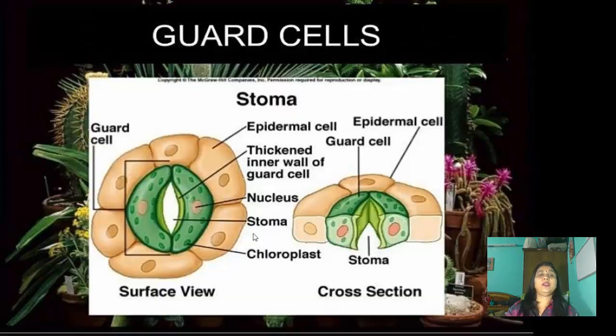You can see in this figure, this is the diagram of a stoma. You can see the guard cells, these are bean shaped, and in the center is the stoma or the stomatal pore, and it is surrounded by the epidermal cells. So when the guard cells get sufficient water, they swell and bulge out, and the stomatal pore opens, and the carbon dioxide gas is taken in, and oxygen at the same time is given out. You can see this diagram.